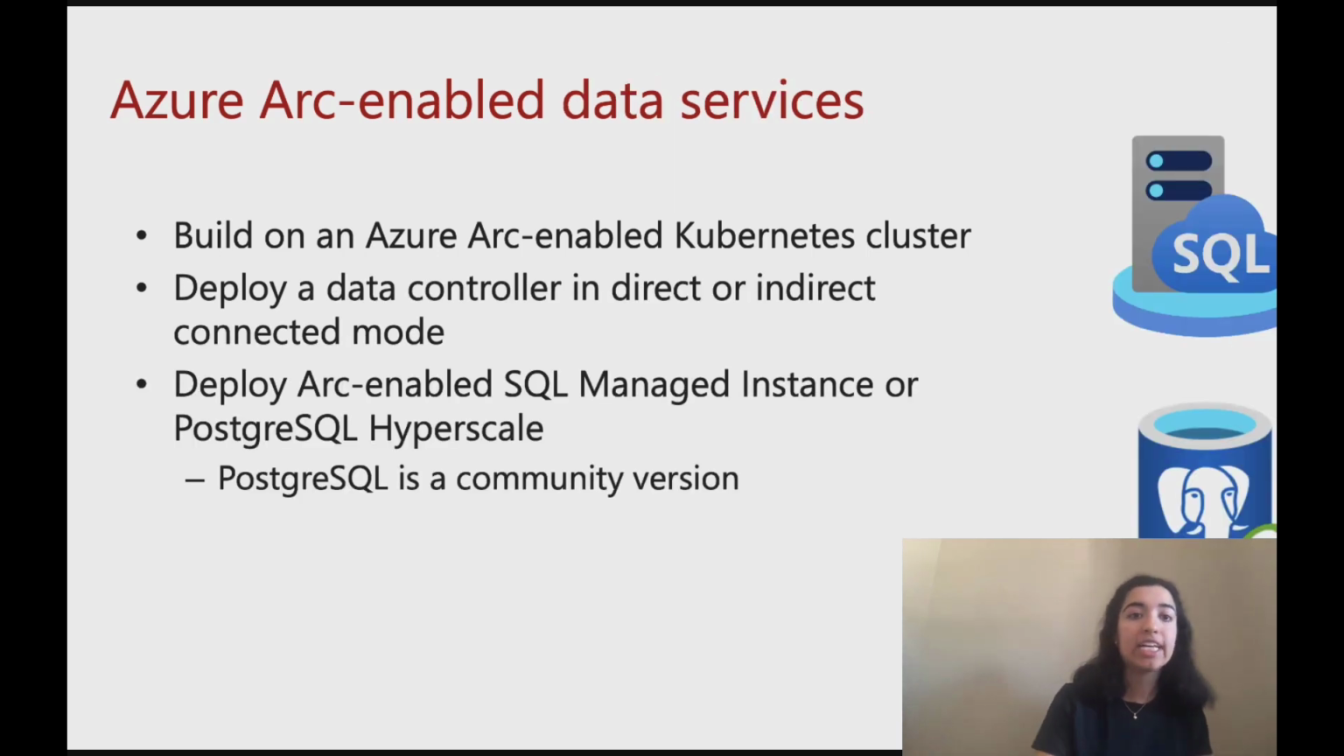Now if we take a look at Azure Arc-enabled data services, we're doing the exact same thing here. Customers come with their Kubernetes cluster of their choice. If you want to spin one up really quickly, you can even create an AKS cluster in Azure today. After this, customers will deploy a data controller. The data controller is essentially a control plane which has two different connectivity modes: the directly connected mode and indirectly connected mode, which we'll go more in depth on later today.